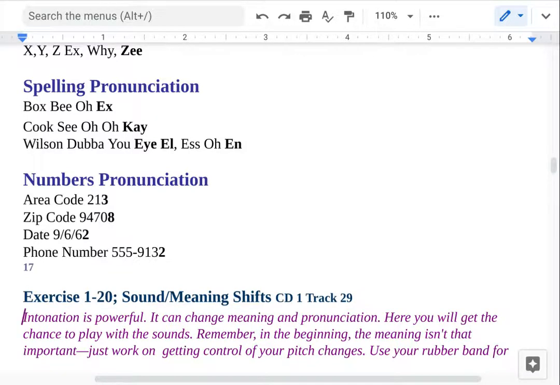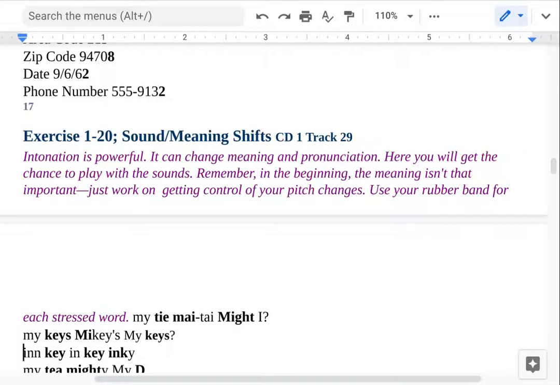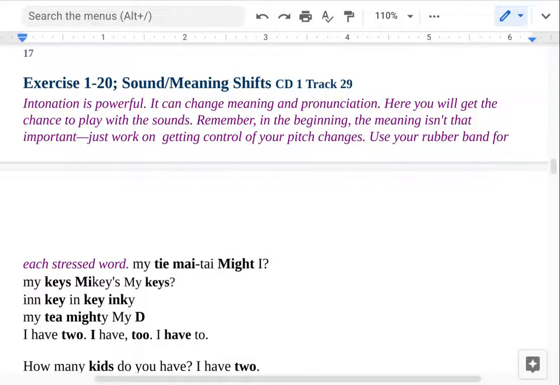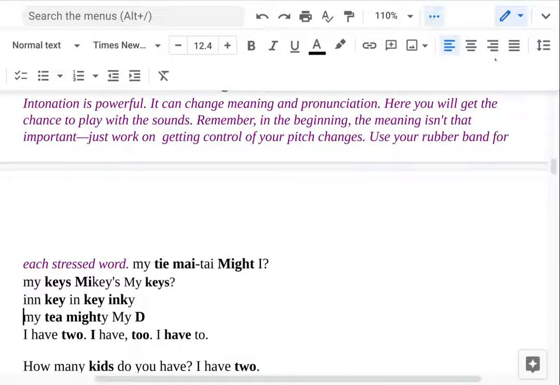Exercise 120, sound meaning shifts. Intonation is powerful. It can change meaning and pronunciation. Here, you'll get a chance to play with the sounds. Remember, in the beginning, the meaning isn't that important. Just work on getting control of your pitch changes. Use your rubber band for each stressed word.